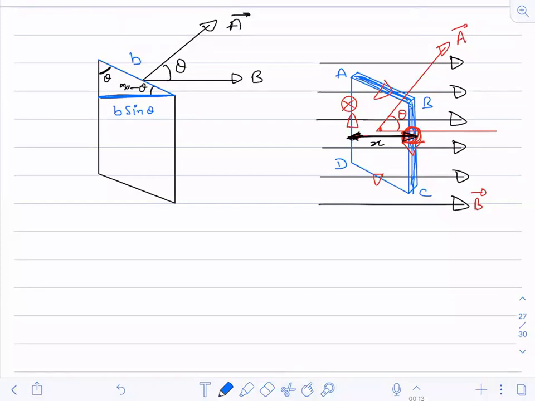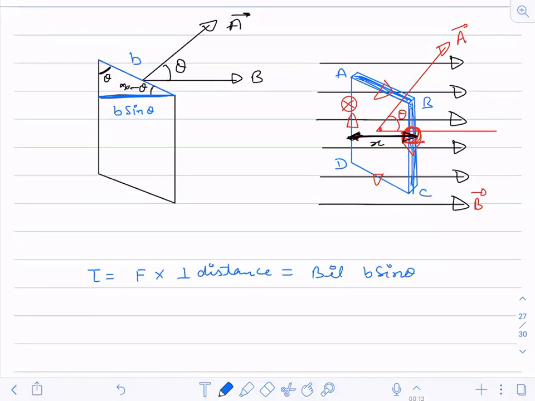Fine, this length will become B sine of theta. Now, what is torque? Torque is the magnetic force into the perpendicular distance. The force value is BIL, it does not change, but the perpendicular distance is now B sine theta instead of B.